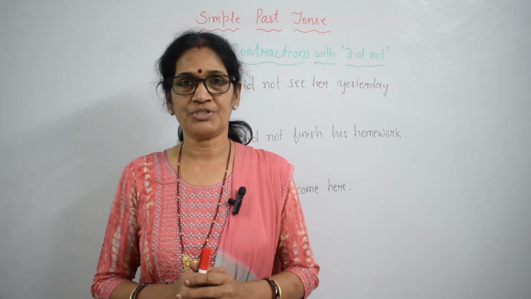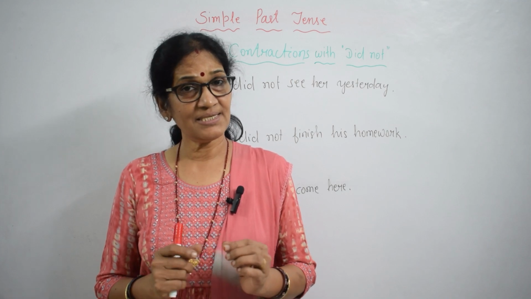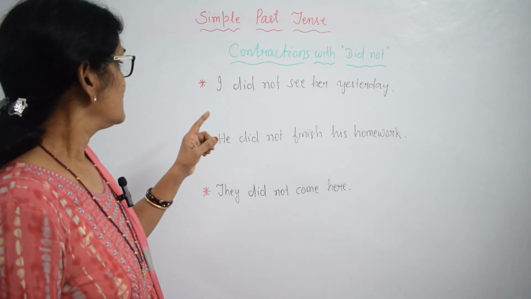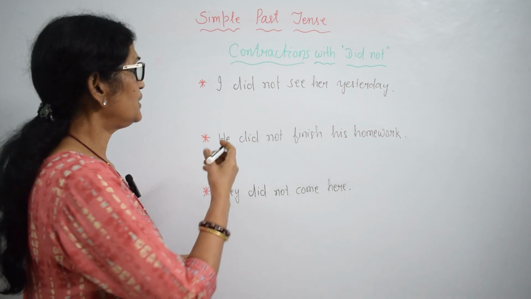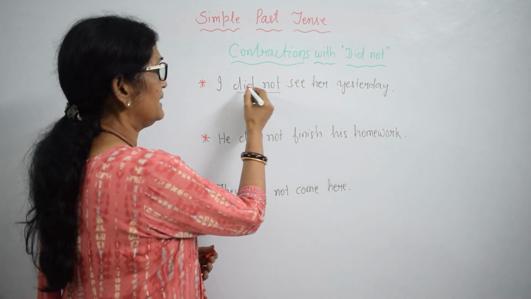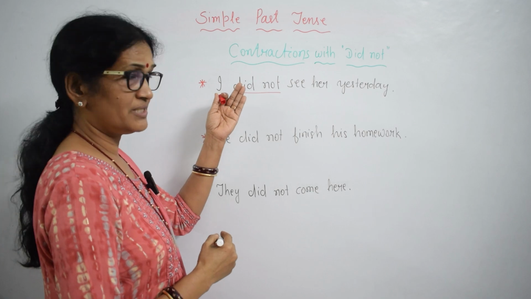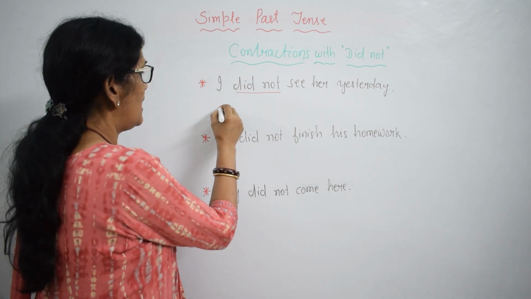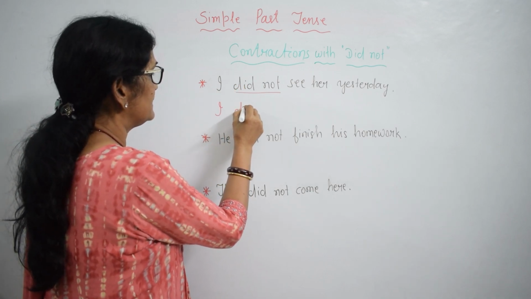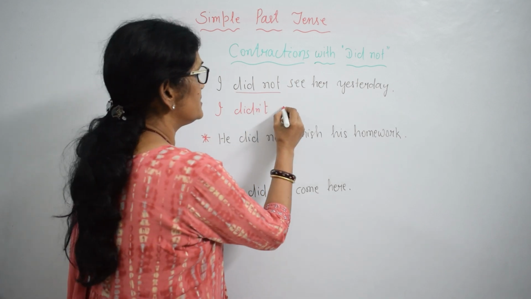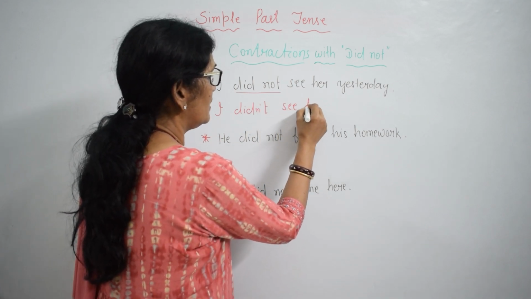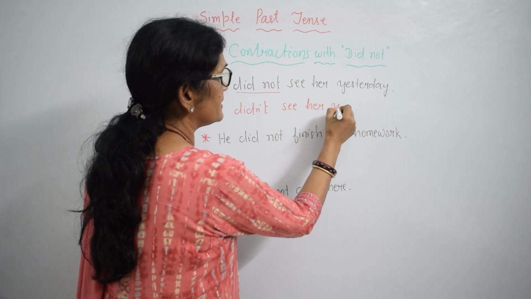Let's understand contractions. Contractions are mainly used in negative sentences in simple past. I did not see her yesterday. We use did not. We can use it in the contracted form. I didn't see her yesterday.